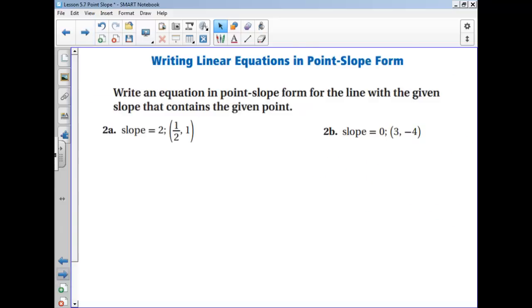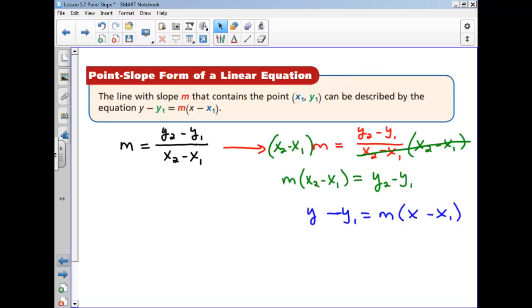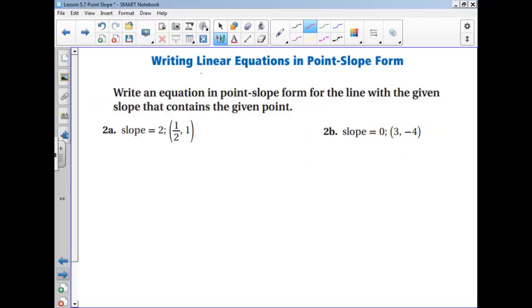So the directions here for writing a linear equation in point slope form is we know the slope and we know the coordinate, and we're going to go back and think about what we know here. So y minus y1, we'll write that up here again. So y minus y1, and that's going to be equal to m times x minus x1.